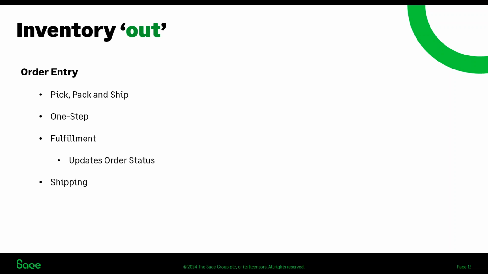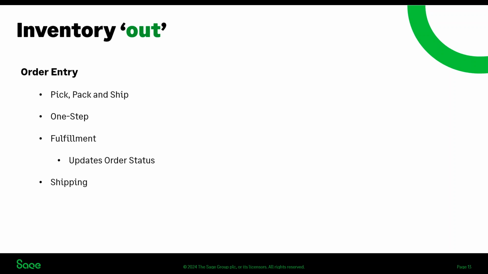From an order entry side of things, we see companies utilizing a pick, pack, and ship environment where you want to stage orders during the pick process, then you're going to pack them up and ship them out. We also have companies that utilize a one-step method where it's just, hey, I have orders, get them out the door and turn them over to an invoice or a shipper. And then with fulfillment, it's going to update the order status back in fulfillment.